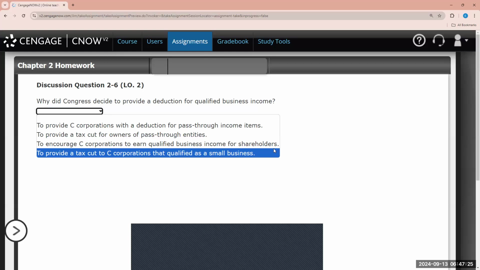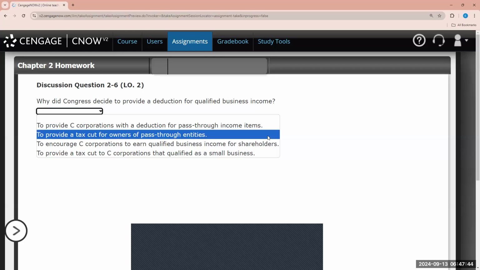No. Again, the C corporation rate decreased to 21%, and the goal was for there to be a reduction of the federal income tax rates for C corporations. But again, not all business entities are formed as a C corporation. Hence, Congress passed the qualified business income deduction to provide a tax cut for owners of pass-through entities.